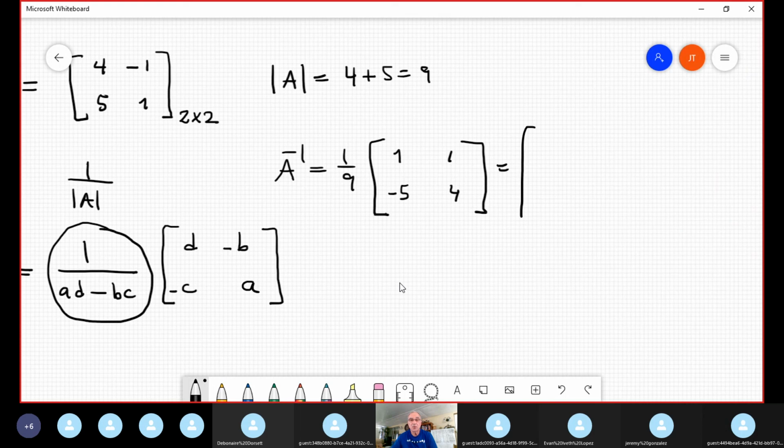Remember, the multiplication of a matrix by a scalar is totally different to the determinant. In the determinant you multiply by 1 row, 1 column. In this case, you multiply everything by 1 over 9. 1 over 9, 1 over 9, negative 5 over 9, and 4 over 9. And this is my final answer. My beautiful, elegant inverse matrix.